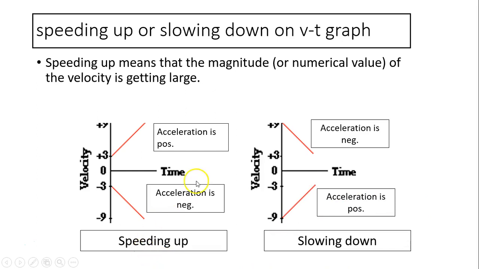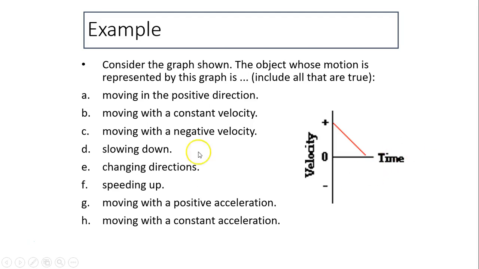Remember, we learned before how to determine the direction of acceleration. We said if the object is speeding up, acceleration and velocity have the same sign: positive, positive, negative, negative. If it's slowing down, acceleration and velocity have opposite signs. Velocity is positive, above zero, acceleration is negative. Velocity is negative, below zero, acceleration is positive, opposite. So just a little review.